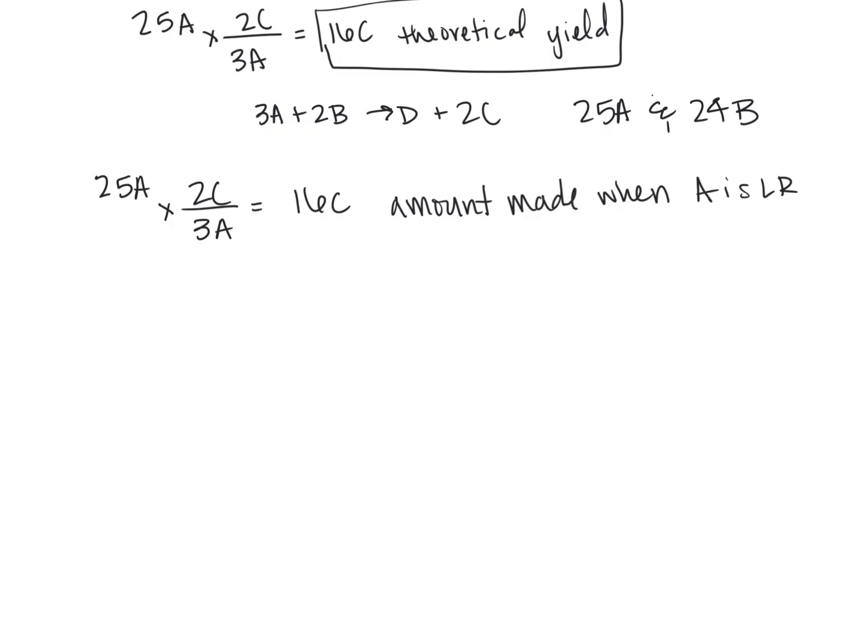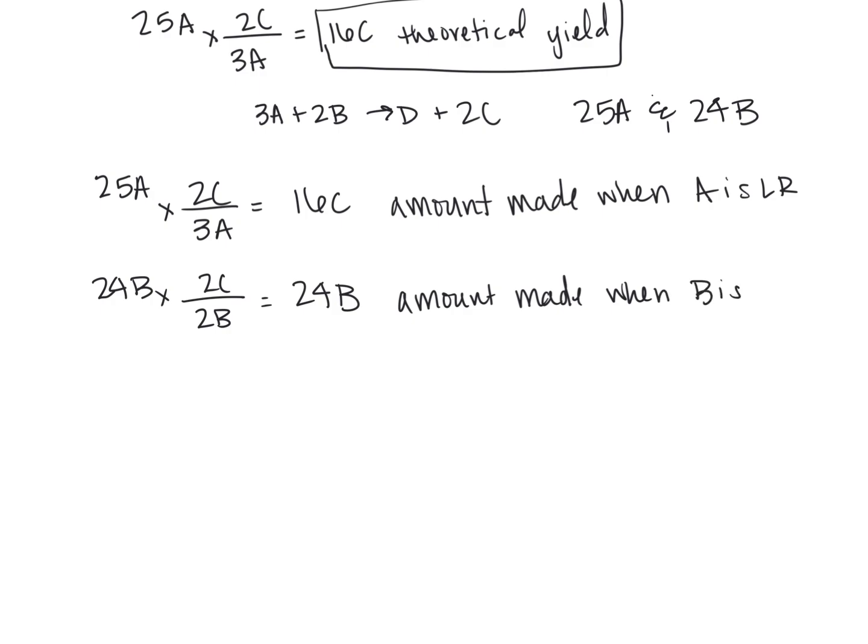So if we know that 16C is the amount made when A is the limiting reactant, how much could you make if B was the limiting reactant? So if I take 24B and I'm going to convert to C, where 2B for every 2C, and that gives me 24C. So this is the amount made when B is limiting.